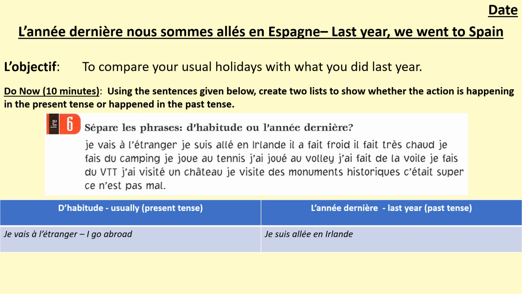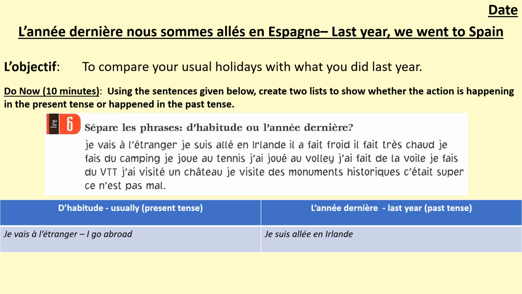And here is your do now activity. It should take about 10 minutes. So using the sentences given below, where it says lire 6, I want you to create two lists to show whether the action is happening in the present tense, what they usually do, or whether it happened in the past tense. So I want you to draw the columns. So d'habitude is usually, and that's the present tense where they normally go on holiday. And then the second column, l'année dernière, last year, is where they went last year in the past tense. So you find all the past tense sentences for that one. The first example is given to you.